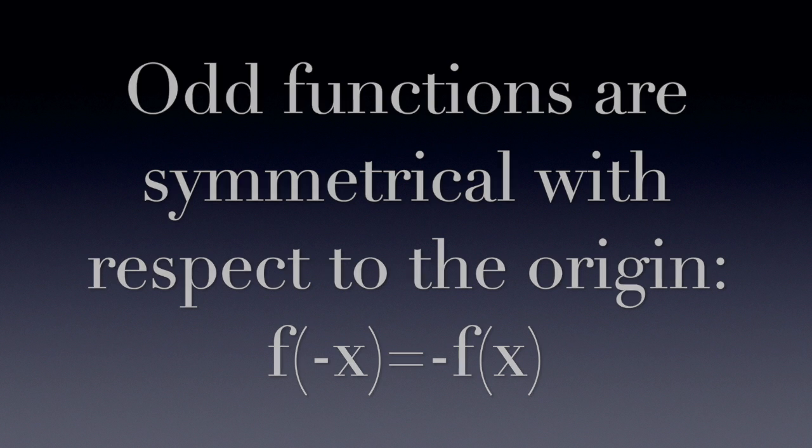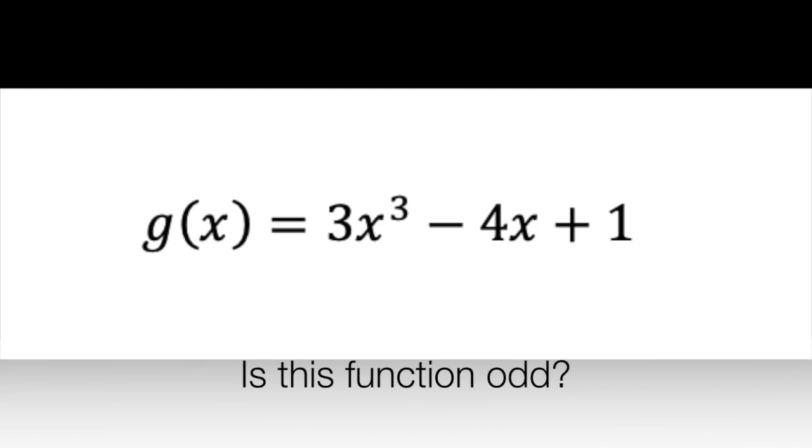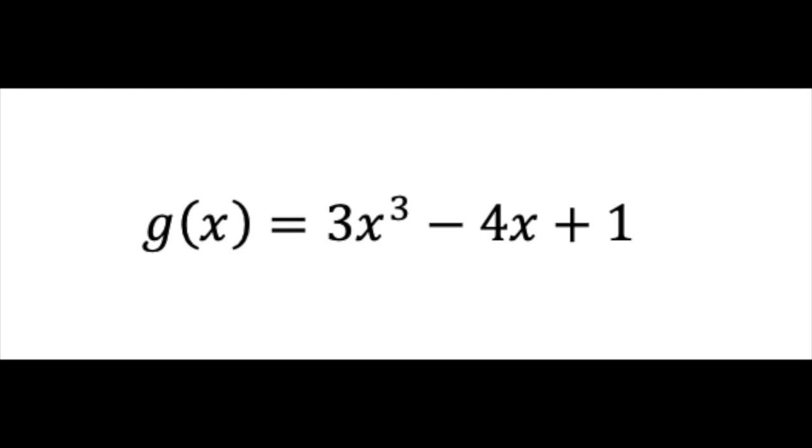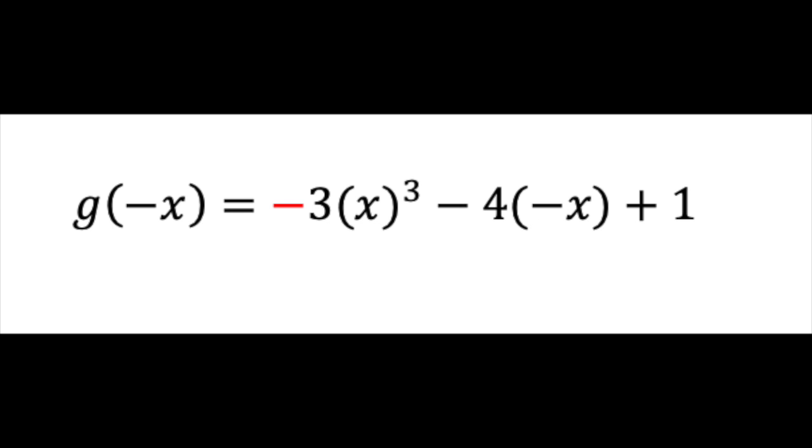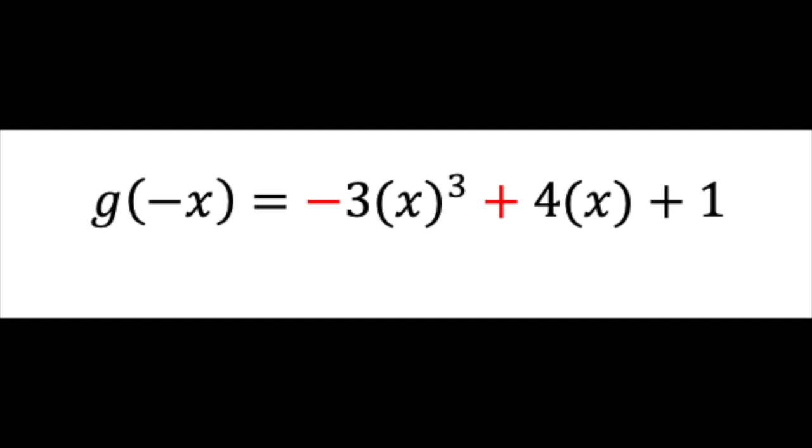Let's look at an example. Here is function g. Let's replace every x inside of this function with a negative x and see what result we get. Raising negative x to the power of 3 results in negative x to the power of 3. The negative x that is multiplying the negative 4 will simply turn 4 into a positive number. So this is our final result.